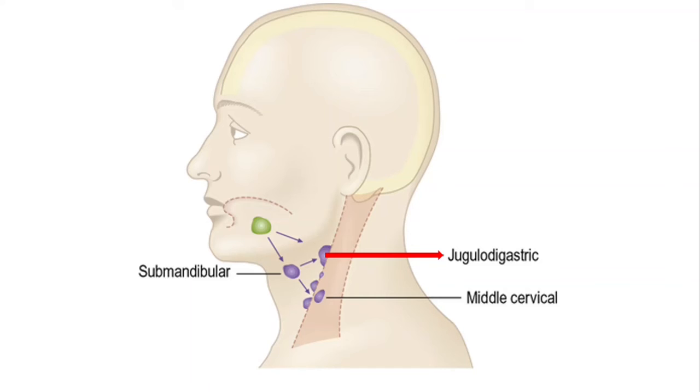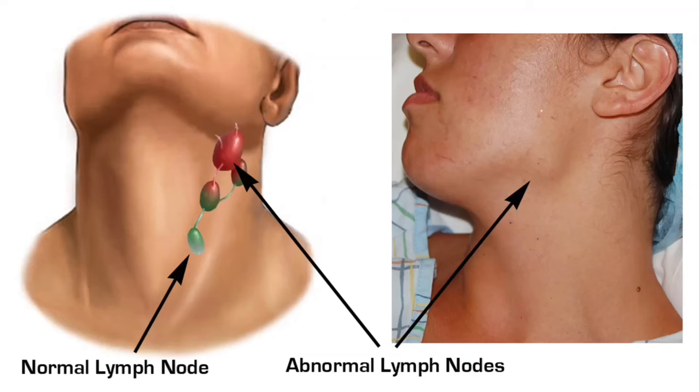Now, where is this lymph node? As you can see from this figure, it is along the anterior border of the sternomastoid muscle near the angle of the mandible. Here is a patient with an enlarged jugulo-digastric lymph node lying anterior to the sternomastoid at the angle of the mandible.